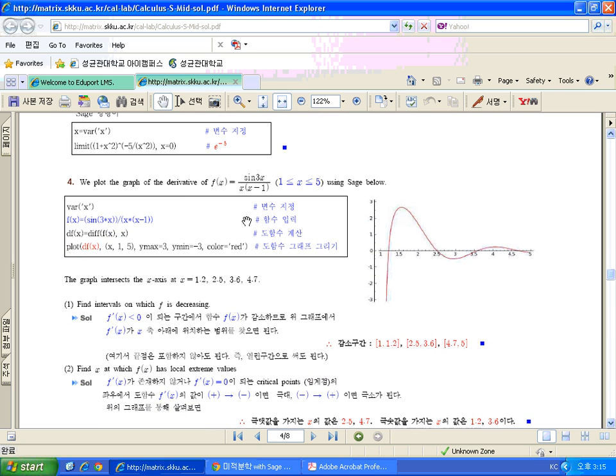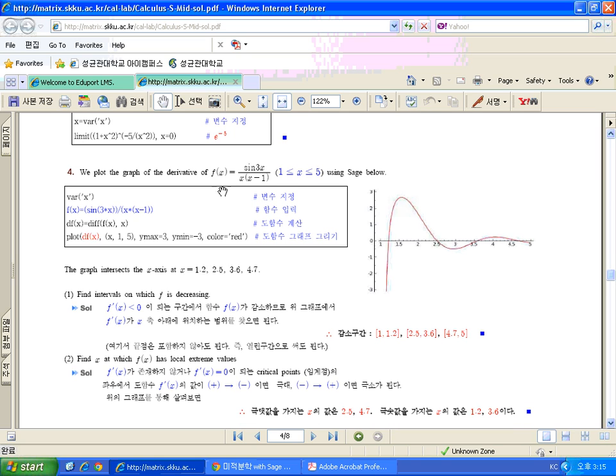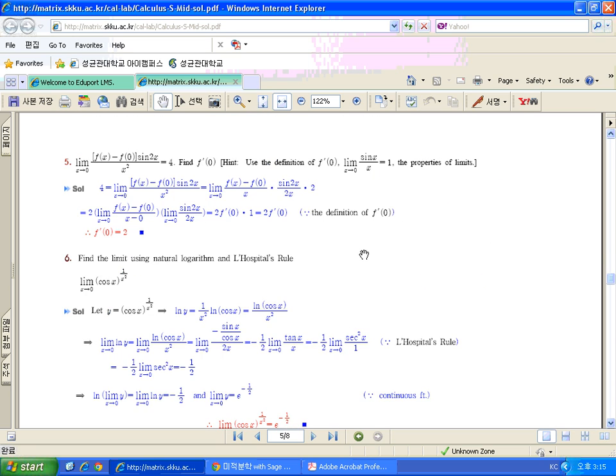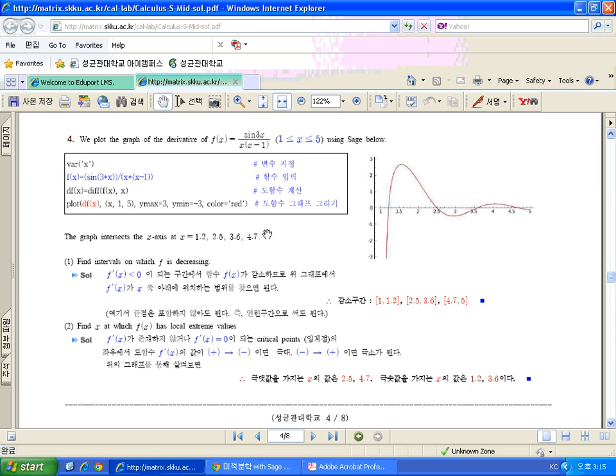And next, we plot the graph of the derivative of f of x using Sage. So all you have to do is just write this function in a way like this. Then you will have a graph like this. And this is the graph of the derivative of this.